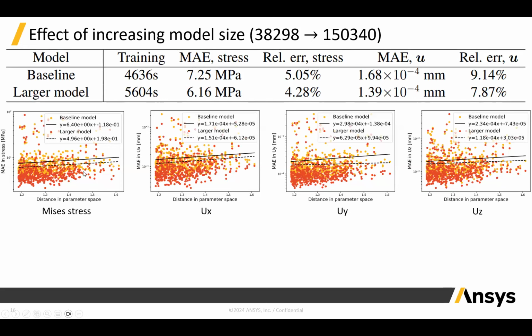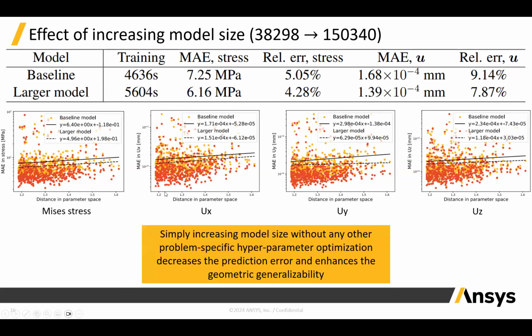We can also look at how the prediction error progresses as we venture further and further in the design space, so that the larger the distance, the more you're extrapolating from what you see in the training set. So everything has a positive slope. And for the most part, for most solution components, for the Mises stress and displacement in the X and Z direction, increasing the model size actually decreased the positive coefficient in front of the slope. So that means for most cases, except for UY, your prediction error is increasing at a less steep rate when you simply increase the model size. So this basically tells us that if you have something that's a bit more complicated, having such a small model might not give you the desired level of accuracy.